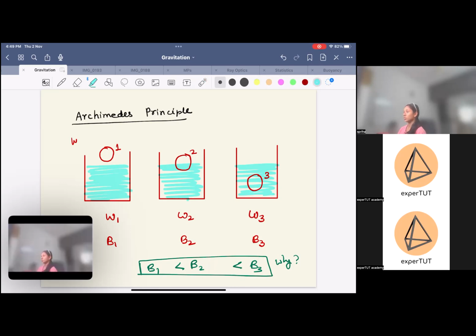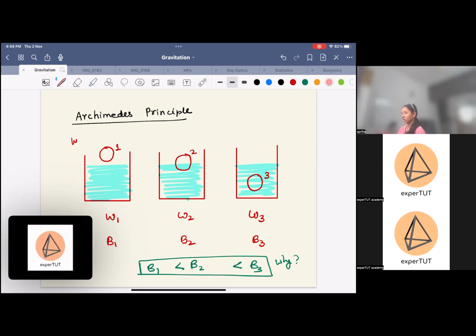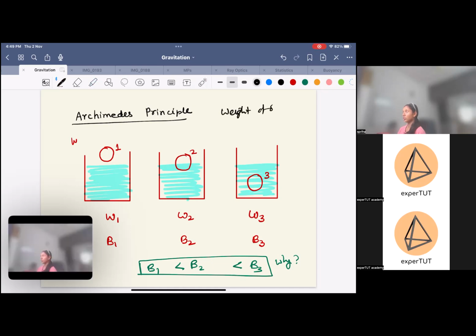W1 is less than W2 and W2 is less than W3. Okay, what is W? Weight of the object. What is the weight of the object equal to? What is the weight of the object? The force displayed by the liquid.